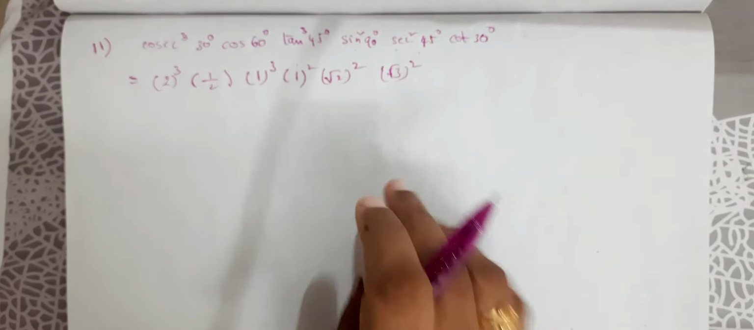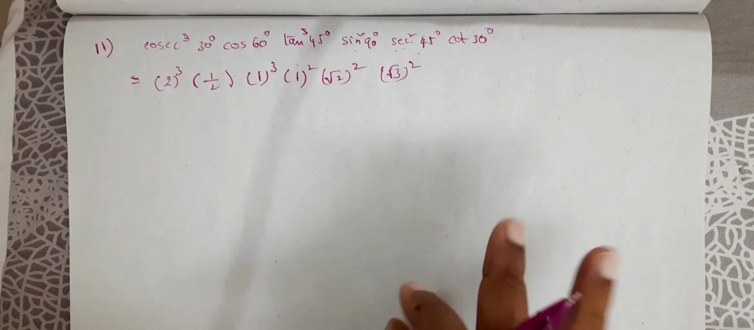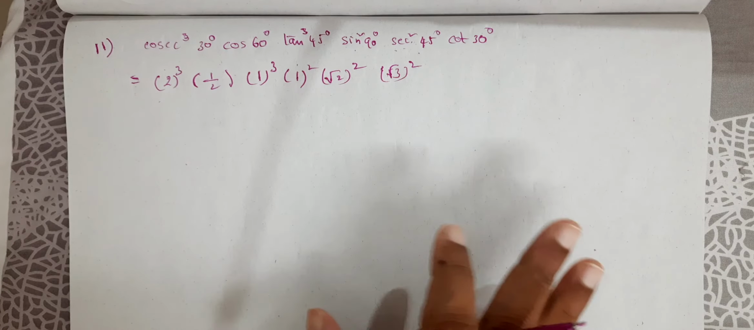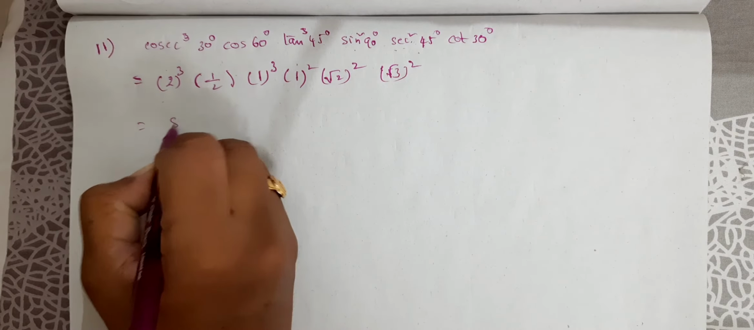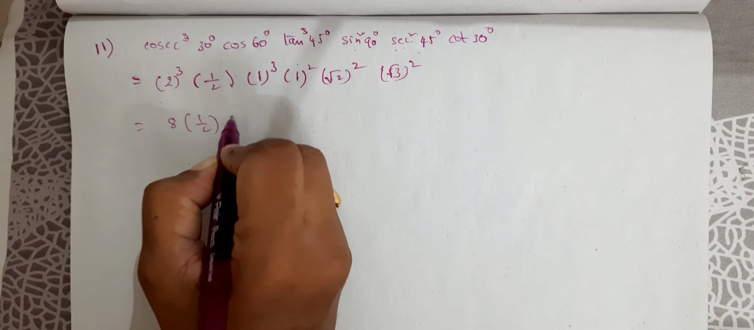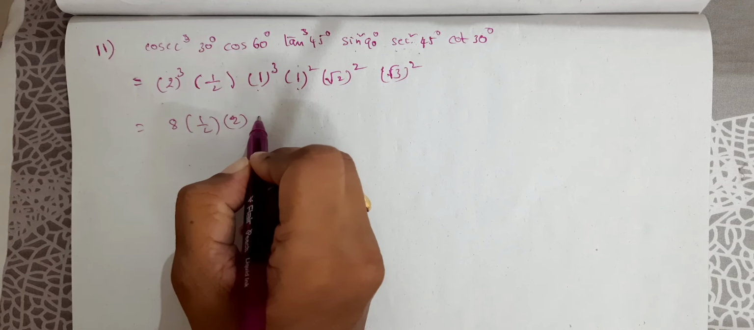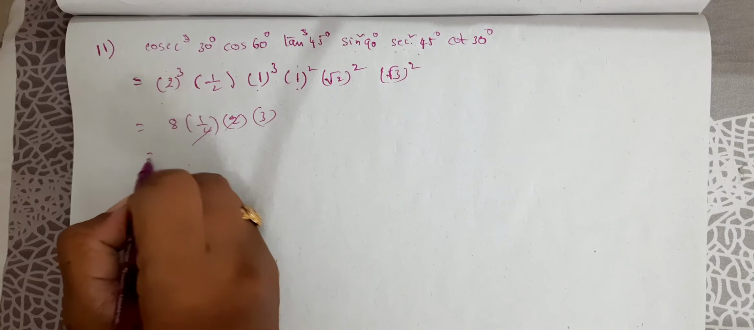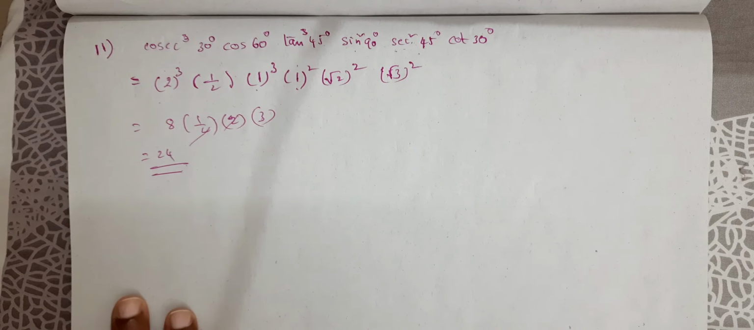So I am only giving you how to recollect the values based on their relationships. If you can remember them by heart quickly, you can also do it like that. Right. So therefore now it is 2 cube means 8 into 1 by 2 into 1, you can neglect it, into 2 root 3 whole square is again 3. So 2 will get cancelled, 3 8s are 24. So this is the answer to the 11th problem.